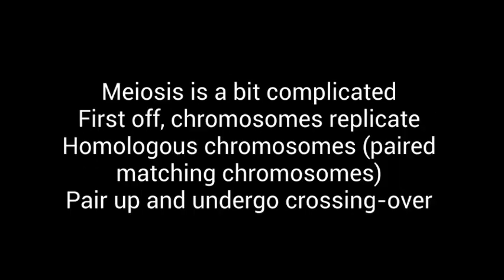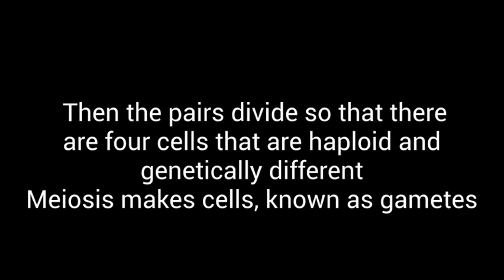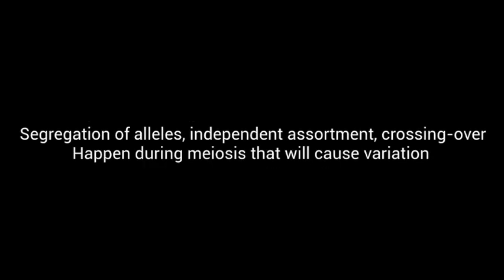Meiosis is a bit complicated. First off, chromosomes replicate. Homologous chromosomes, pair-matching chromosomes, pair up and undergo crossing over, then the pairs divide so that there are four cells that are haploid and genetically different. Meiosis makes cells known as gametes. Segregation of alleles and crossing over happen during meiosis and cause variation.